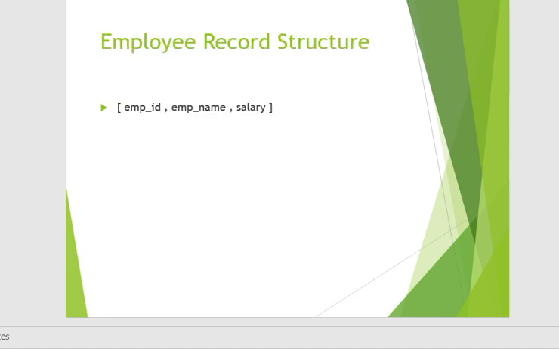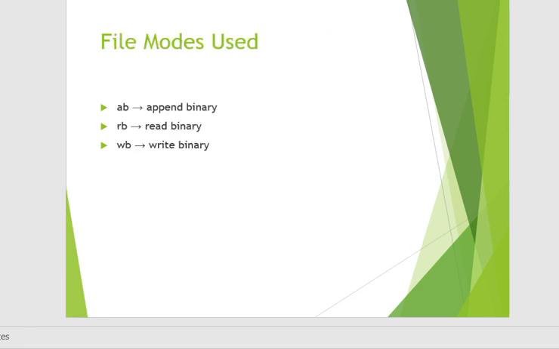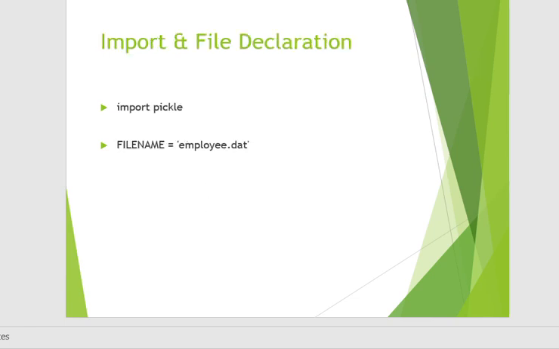The employee record which we are going to cover in this program is employee ID, employee name and salary. We will be using the program in three different modes. One is appending binary, that is AB mode, RB is reading binary and WB is writing a binary file. We will be importing the pickle module, with import pickle, and the file name used here will be employee.dat.